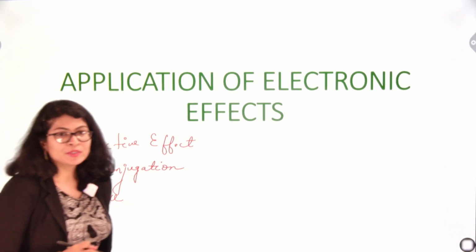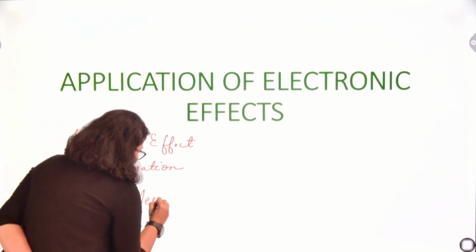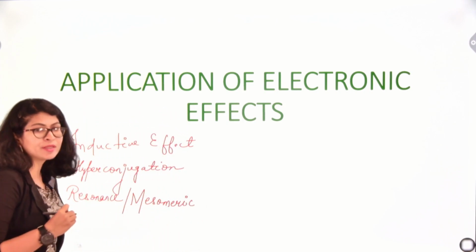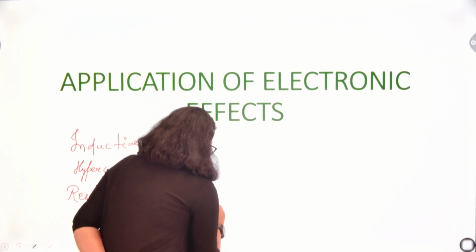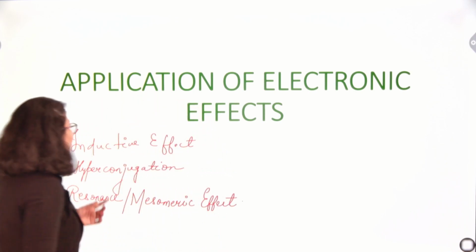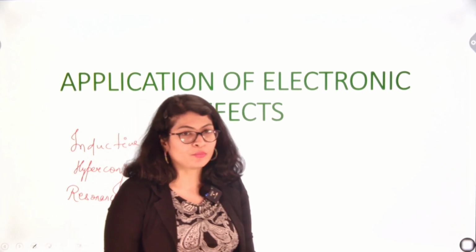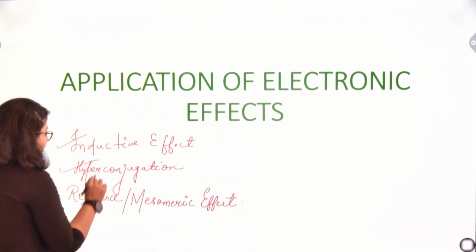Resonance sometimes is also known as mesomeric effect. For now, understand resonance and mesomeric effect as one and the same. Resonance effect or mesomeric effect. So these were the three types of electronic effects we have studied till now. One is inductive effect, next is hyperconjugation, next is resonance effect.